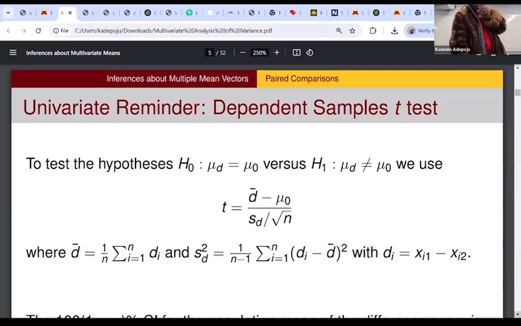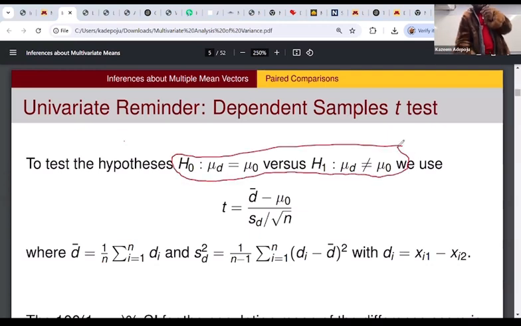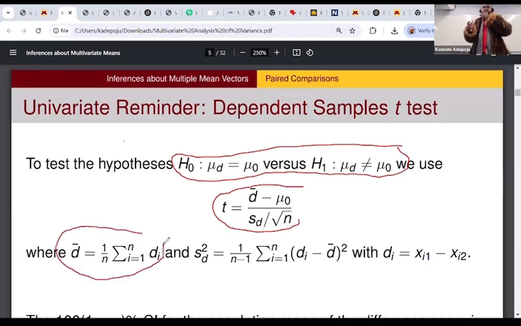Now, what do we want to do here? If I want to conduct a paired t-test where I'm focusing on just one variable, this is going to be the specification of hypothesis. This is going to be the test statistic that I'm going to use. And of course, the D bar is just the mean of the difference. How do I get a difference? The difference is just the difference in the variable measured before and after. We're measuring that before and after on the same subject.